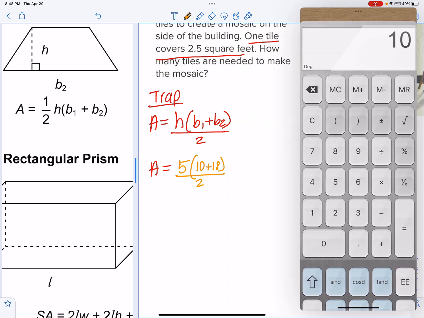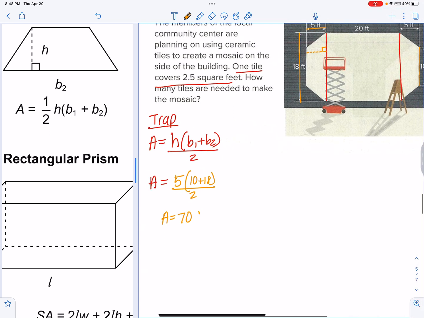Parentheses first. 10 plus 18, times 5, and then all that divided by 2. And we get an area of 70. Let's look at the units, and it's feet squared.